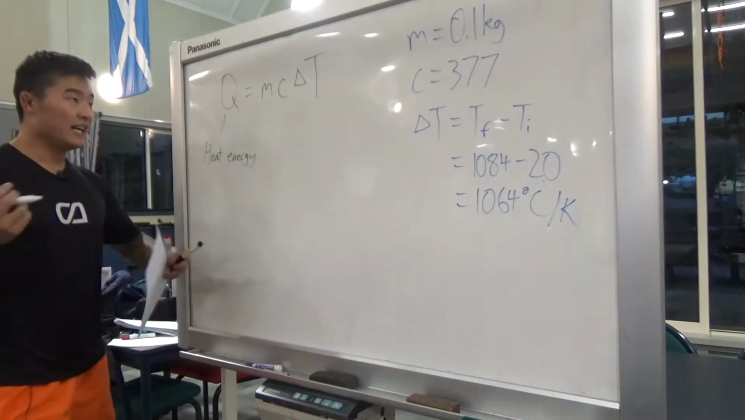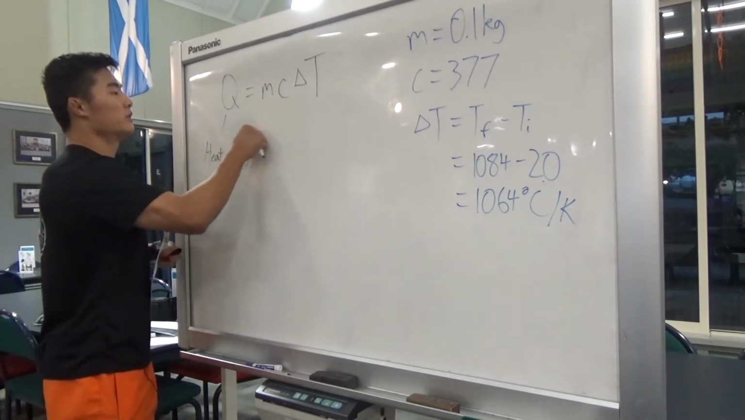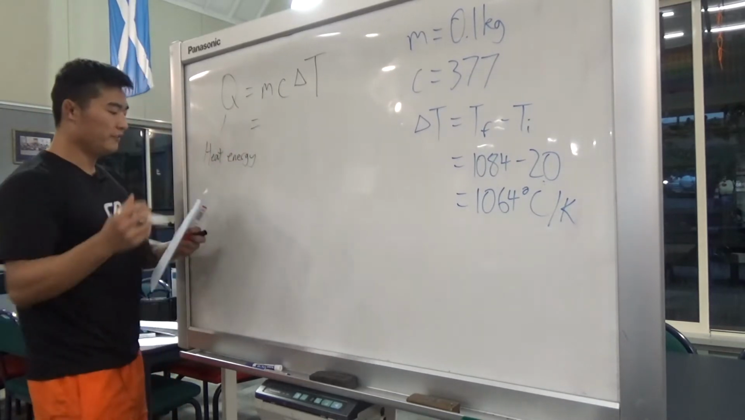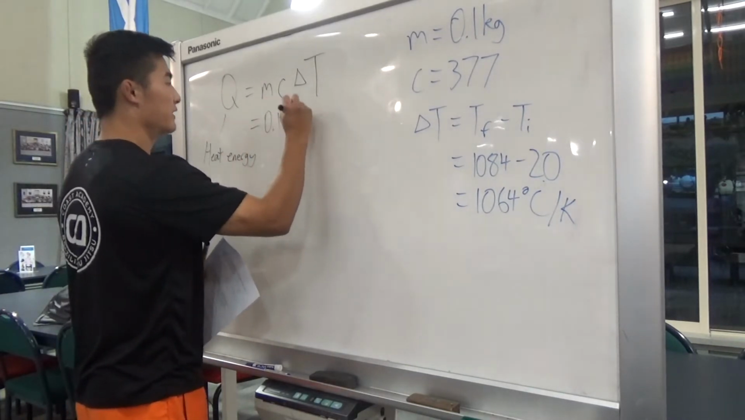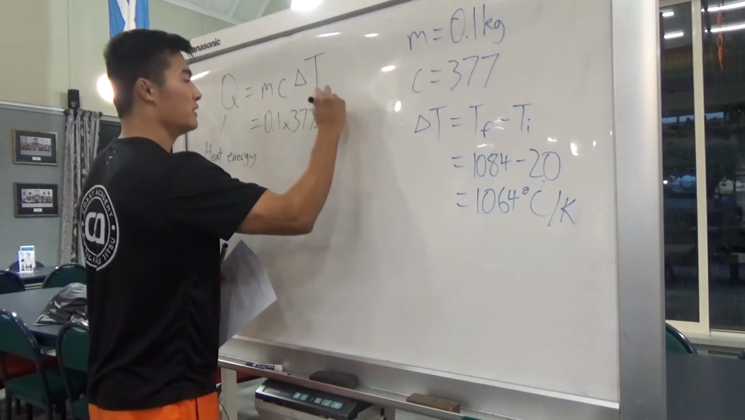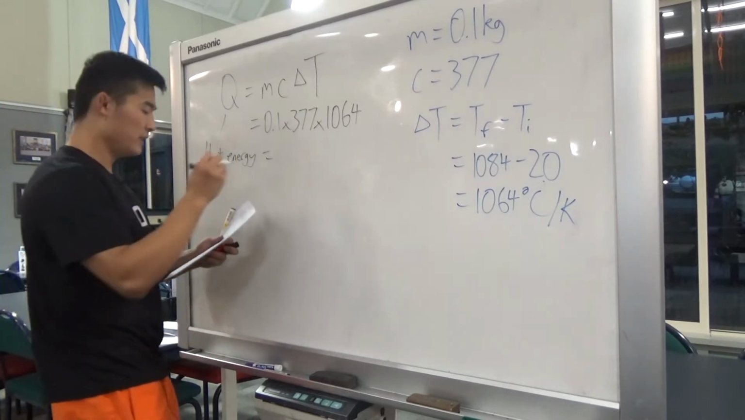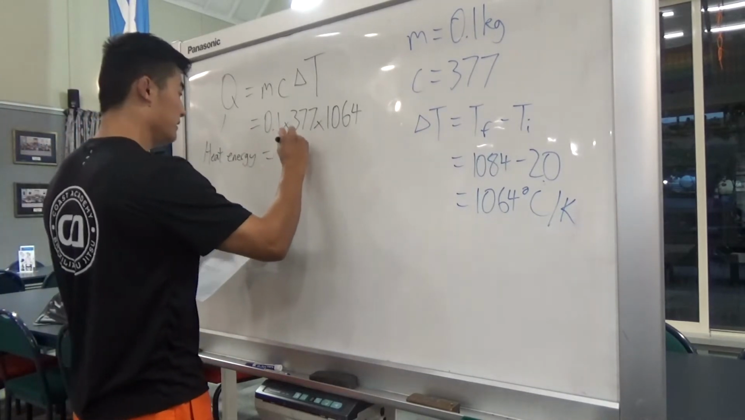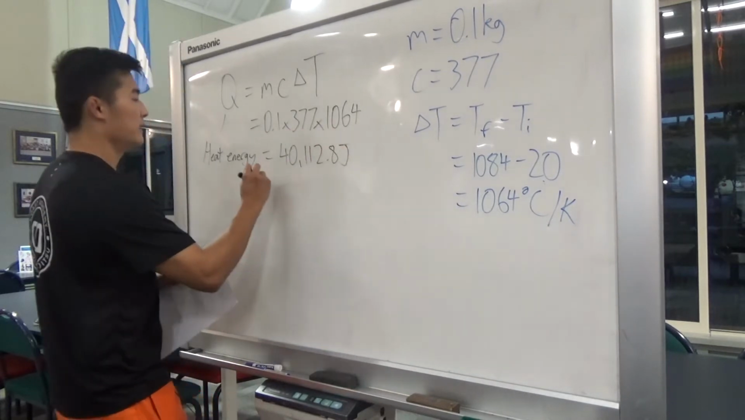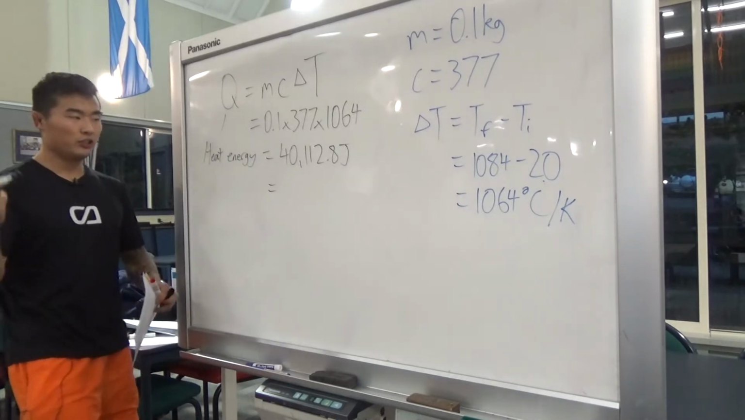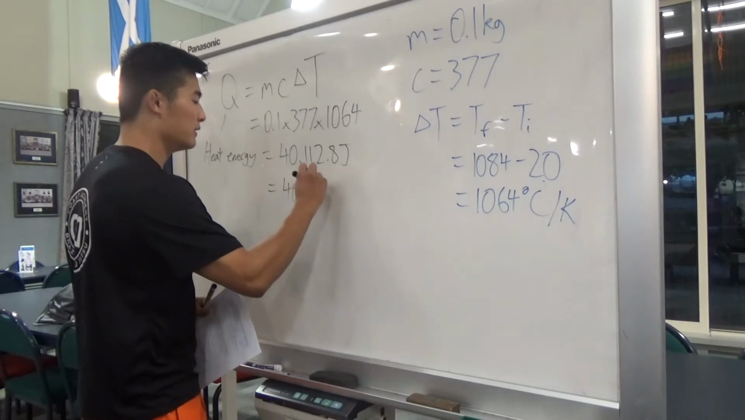All right, so we have all our values that we need. So now the amount of heat that's needed is going to be 0.1 times 377 times 1064, which will give us 40,112.8 joules. And we want to turn that into kilojoules, so we'll divide that by 1,000, and that'll give you 40.1 kilojoules.